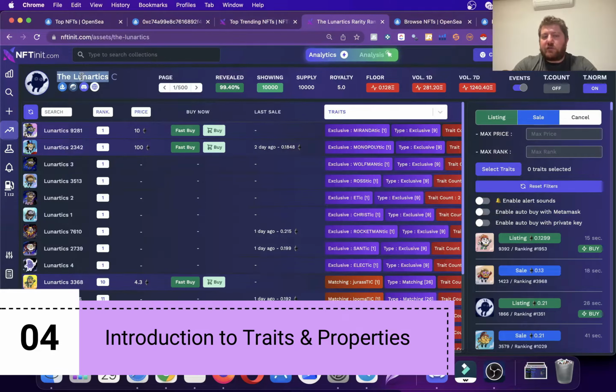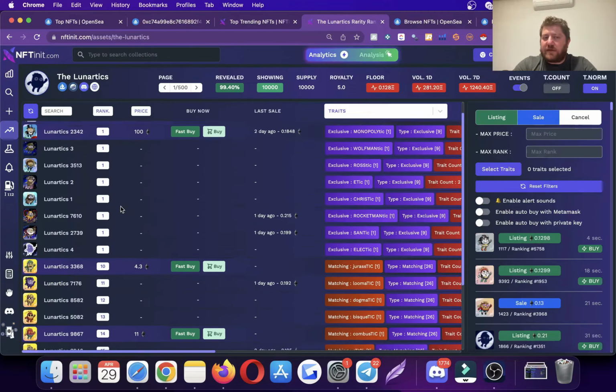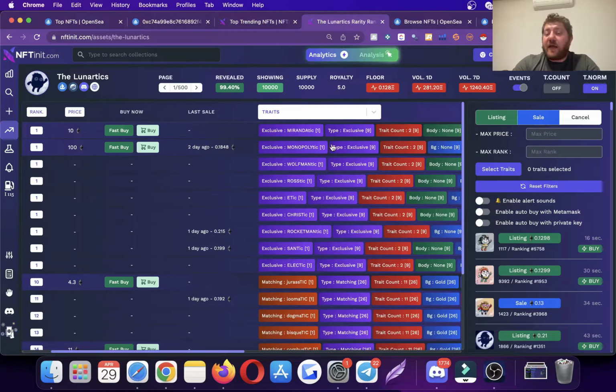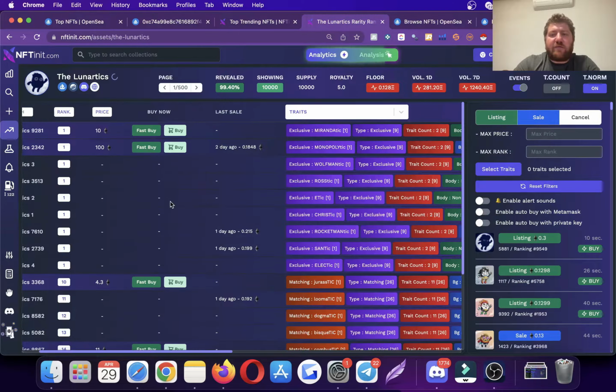So I will continue with the lunatics, and what you see here can be a little bit intimidating, but I'm going to explain everything step by step so you don't have to worry about it. The system is telling me that these first 10 rows are sharing the first spot. And why is that? Because they are all type exclusive, and for instance, for this trait, which is called Exclusive Mirandetic, there is only one NFT.